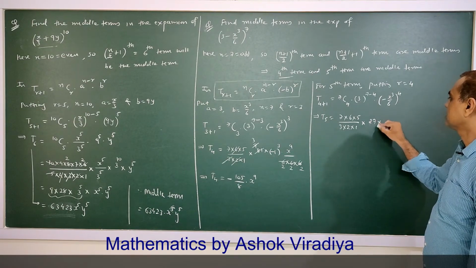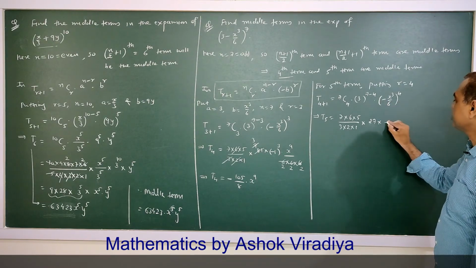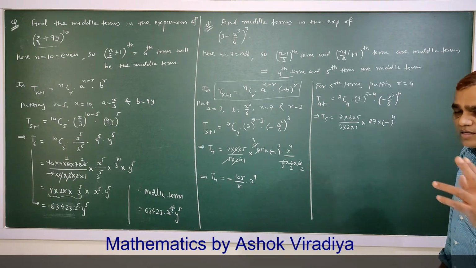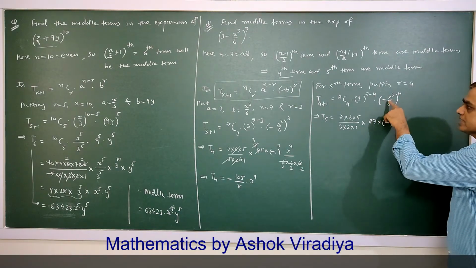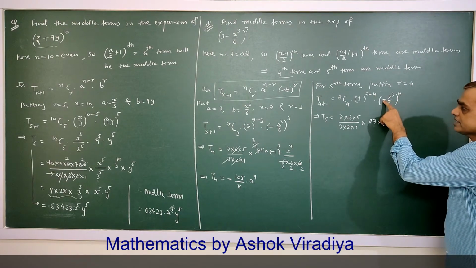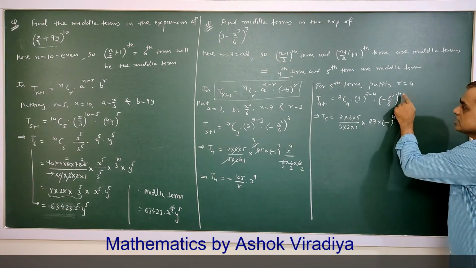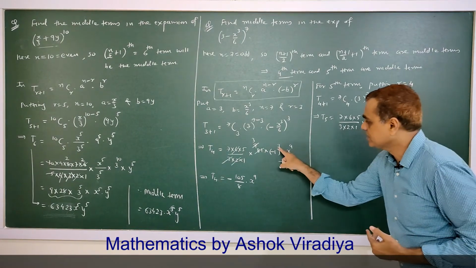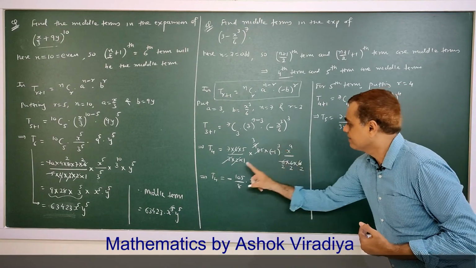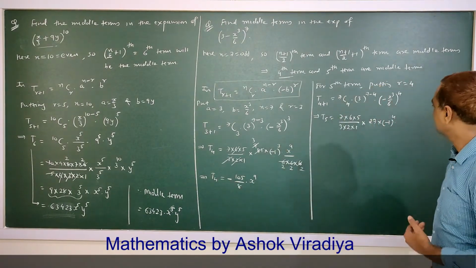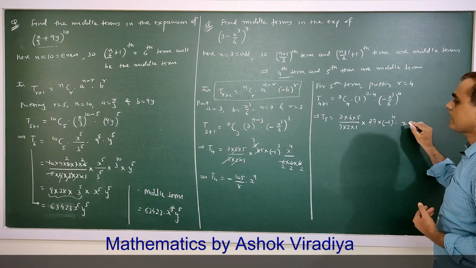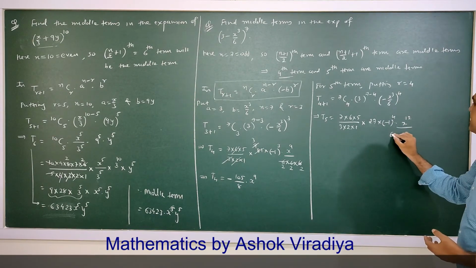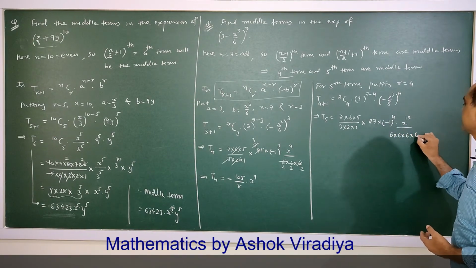27. Here minus 1 raised to 4, it is plus 1. Remember, in this calculation, whenever you have minus b raised to r, consider it as minus 1 raised to r. This is even, so this will be plus 1. In the previous question, this was odd, so for minus 1 raised to 3, we took minus 1. Into x raised to 12 upon 6 raised to 4. So 6 into 6 into 6 into 6.